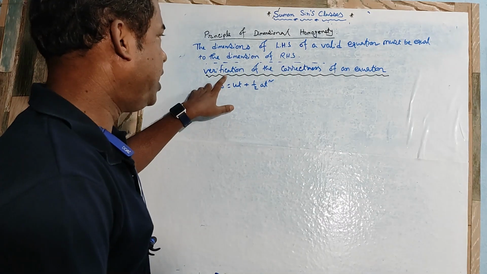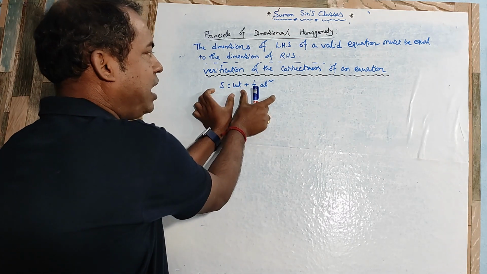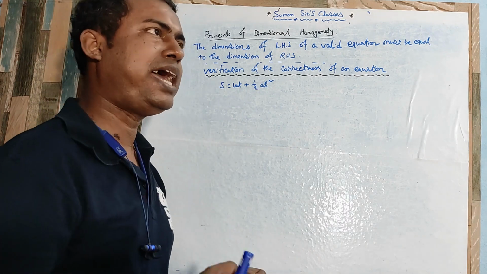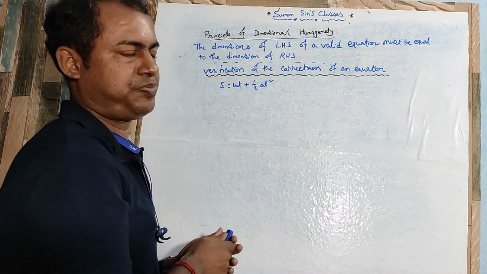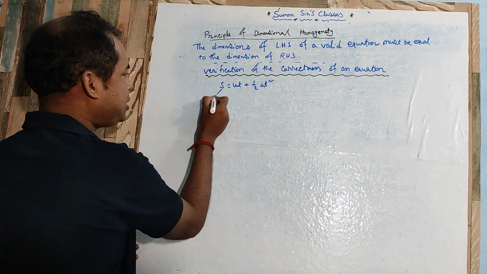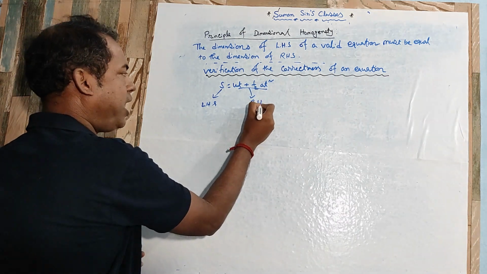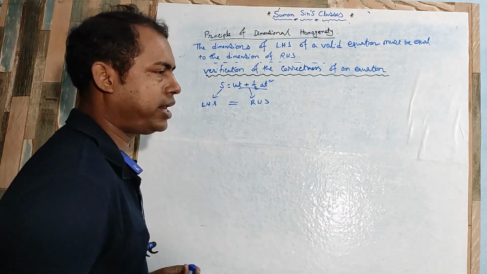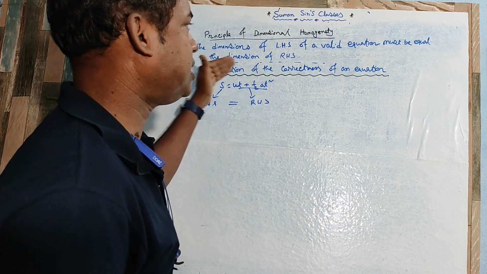This one is the dimension of the left hand side, and this one is the dimension of the right hand side. If the dimensions of the left hand side and the right hand side are equal, then we can say that this follows the principle of homogeneity and is correct. That means if LHS equals RHS, then according to homogeneity we can say that this equation is valid.